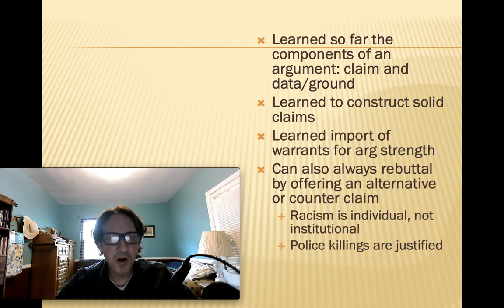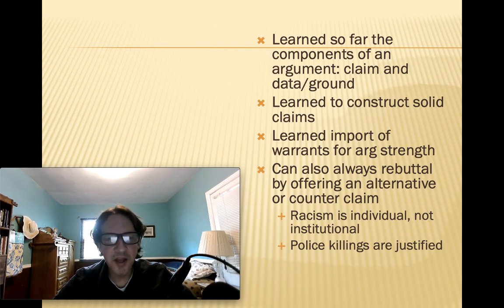And you can always offer a counterclaim as another way to rebut arguments, right? So you can challenge their warrants. You can offer a counterclaim, right? They say racism is institutional. We say no, racism is individual, not institutional. They say police killings are disproportionate. We say no, those killings were justified.